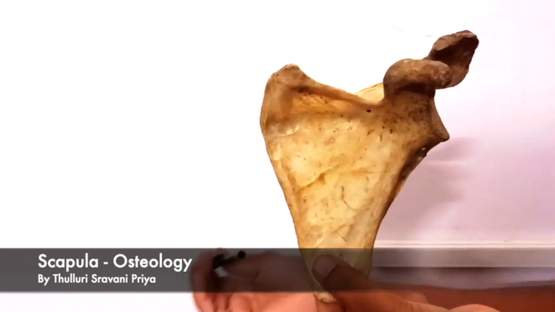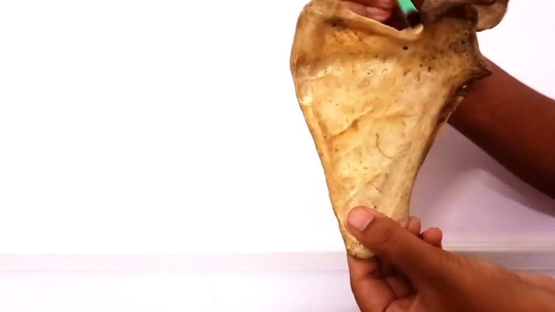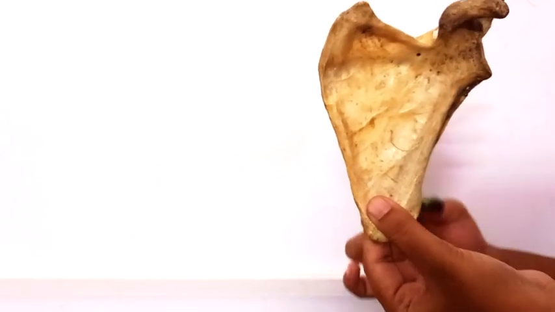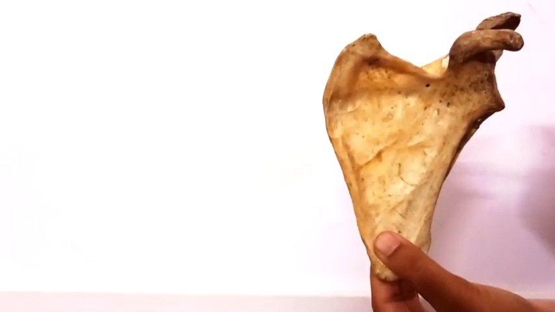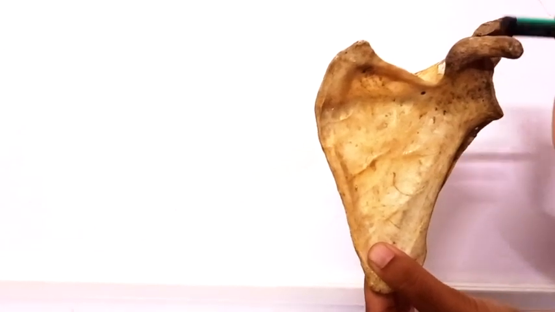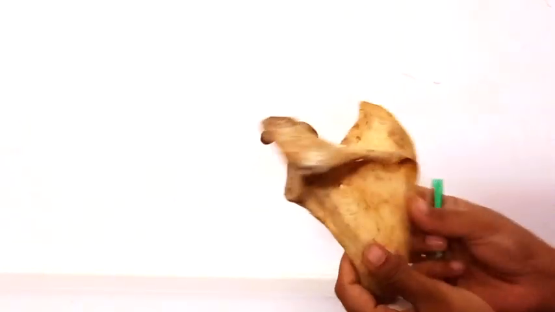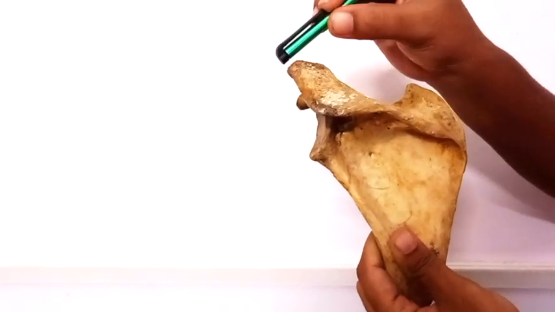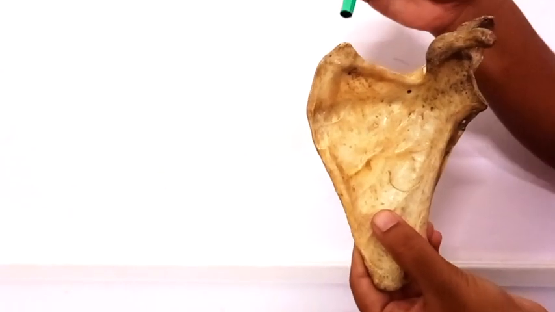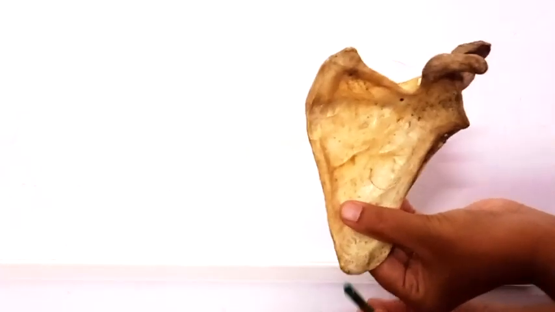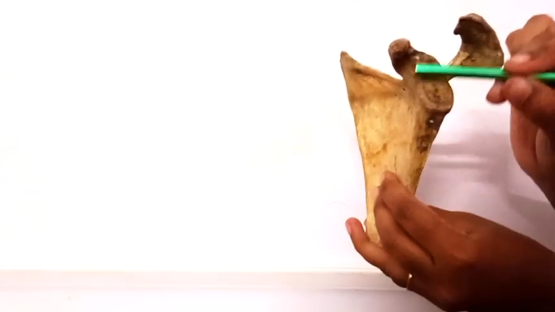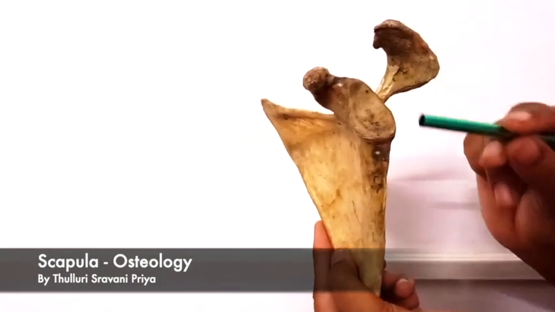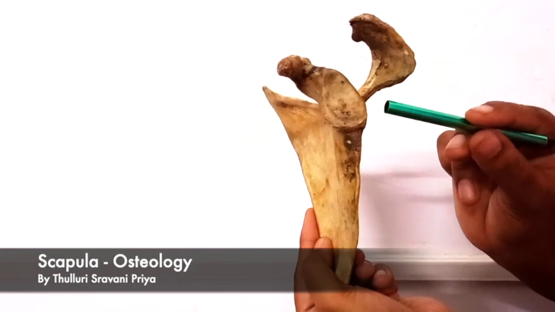It is having three borders. This is the superior border, this is the medial border, and this is the lateral border. And it is having three processes: one is the coracoid process, the other one is the spinous process, and the third one is the acromion process. It is having three angles: superior angle, inferior angle, and lateral angle. This lateral angle bears a glenoid cavity which articulates with the head of the humerus to form the shoulder joint.